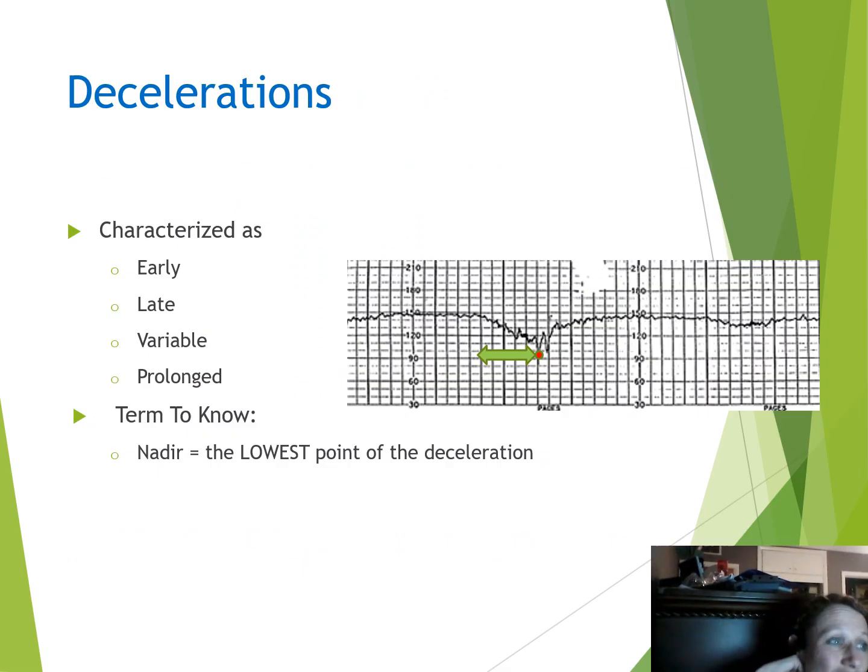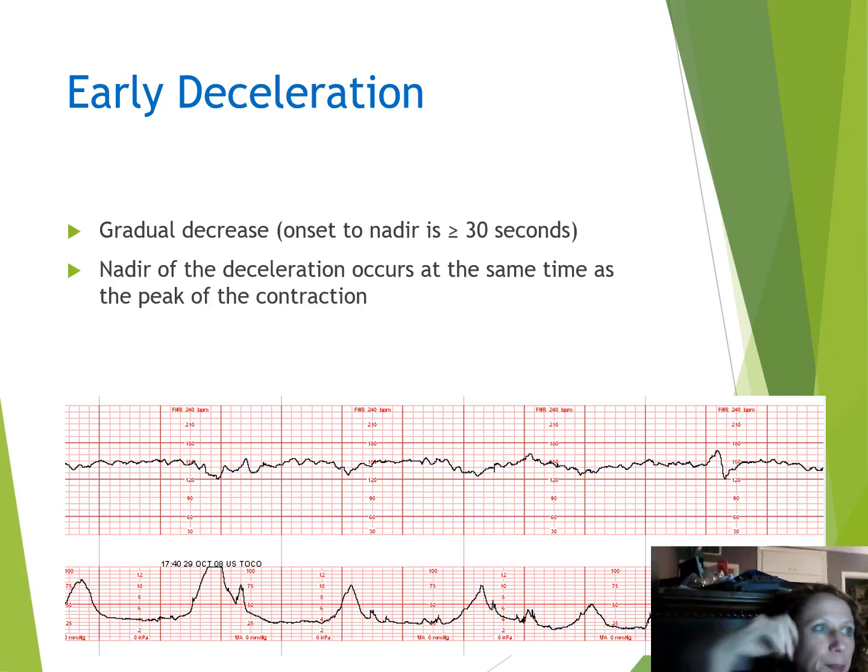Okay, so decelerations. So we have 4 different types of decelerations, but 3 are really the ones you're going to focus on, because you're going to pick up that prolonged real fast. So we have early, late, variable, and prolonged. Okay. A term that you'll hear me say is nadir. So it's the lowest point of the deceleration. Okay, it's a good one to remember.